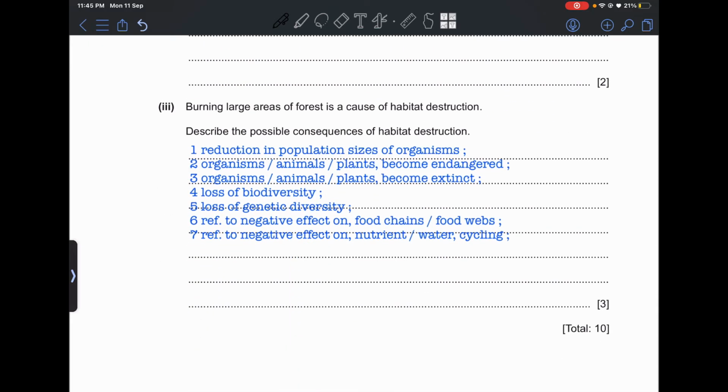Triple I, burning large areas of a forest is the cause of habitat destruction. Describe the possible consequences of destruction. So, of course, this means if there is habitat destruction, there will be extinction of some animals.